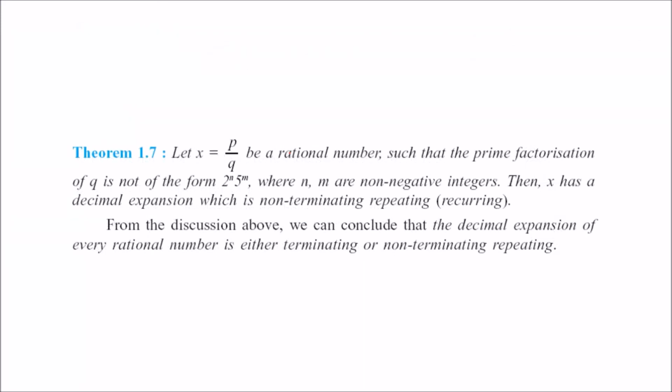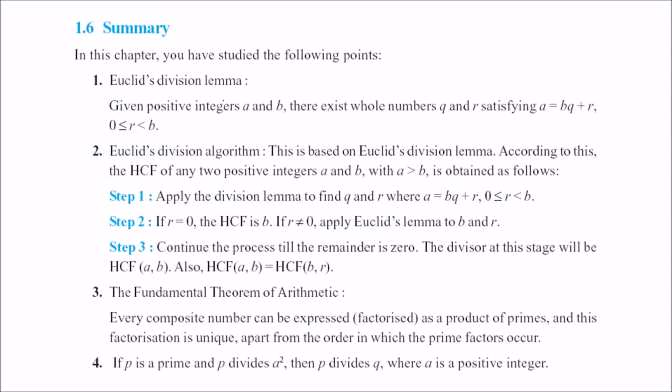Now by these two results we can conclude that if x is a rational number of the form p by q, and the prime factorization of q is not of the form 2 to the power n, 5 to the power m, where n and m are non-negative integers, then x has a decimal expansion which is non-terminating, which is not going to terminate, and it is repeating, so it is recurring. Hope you understand. So let us summarize what we have done in this chapter.